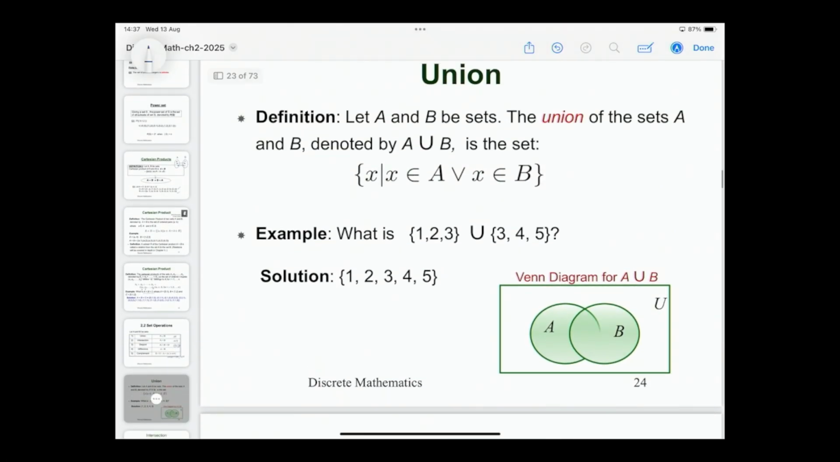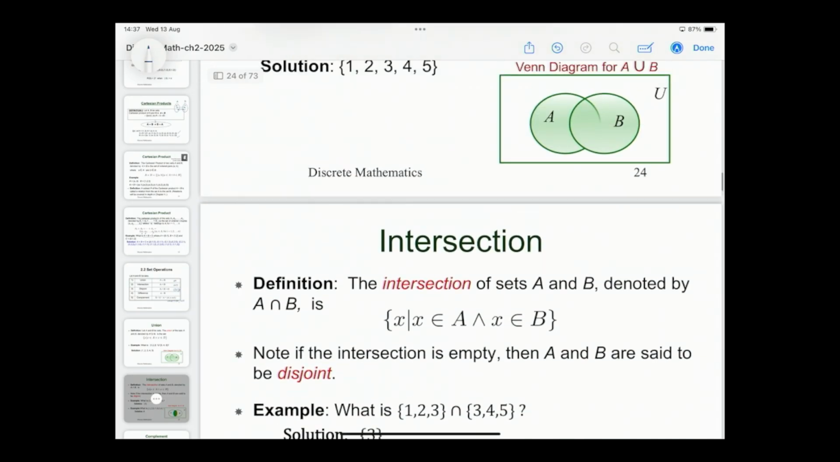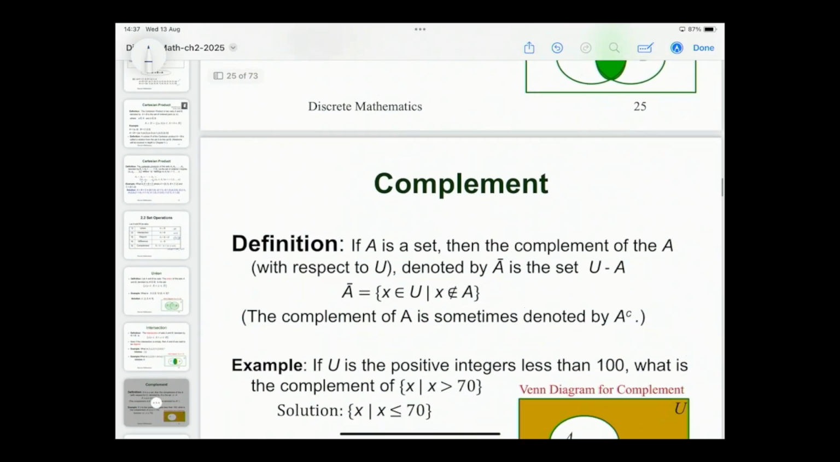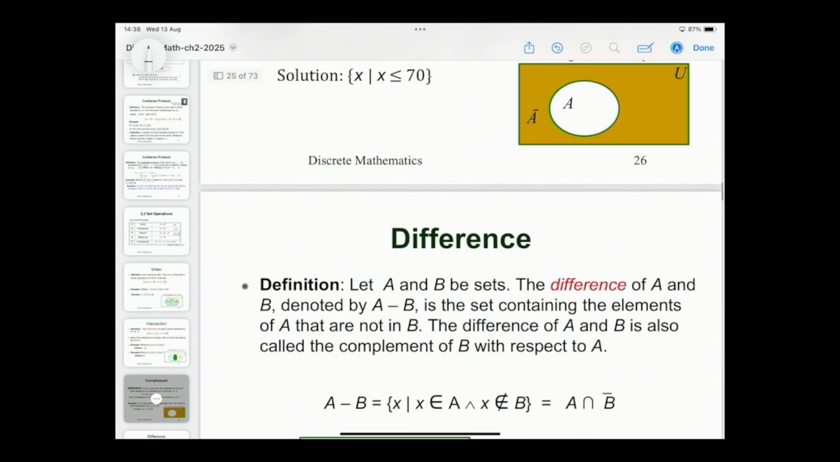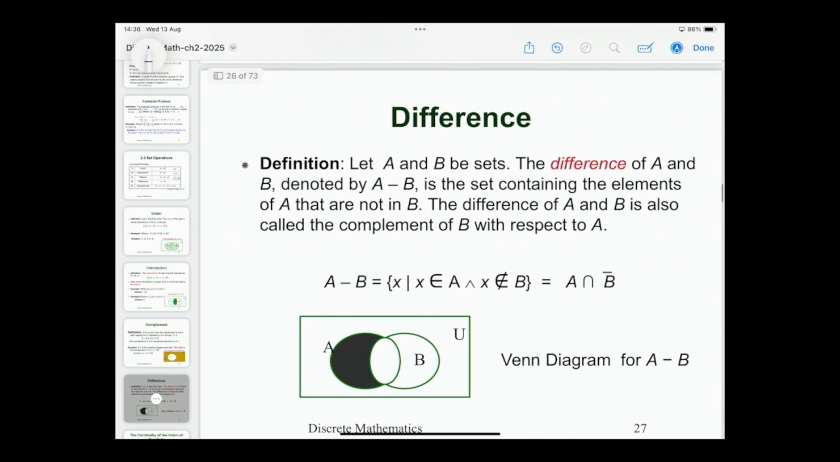So a Venn diagram can be used to represent all the operations of the set here. We can skip the detail. Let me know if you have any questions. You can raise your hands, or we can discuss some more during the break as well.